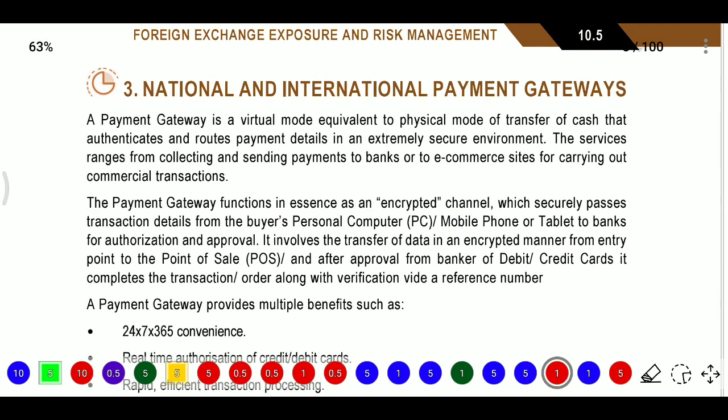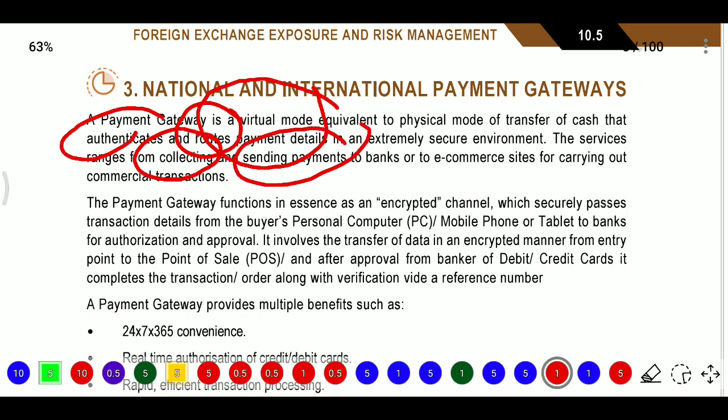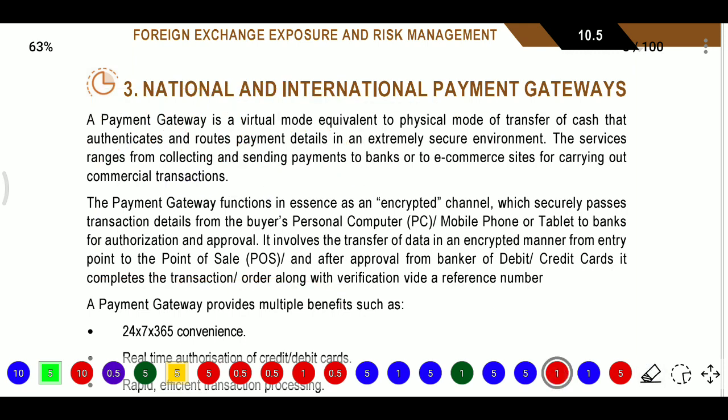So here we need to see what this payment gateway is. Firstly, it is a virtual mode, where we authenticate and it provides the route for payment details. The services range from collecting and sending payments to banks or e-commerce sites for carrying out commercial transactions. The payment gateway is essentially an encrypted channel with passwords, which securely passes transaction details from the buyer's personal computers, mobile phones or tablets to the bank for authorization and approval.